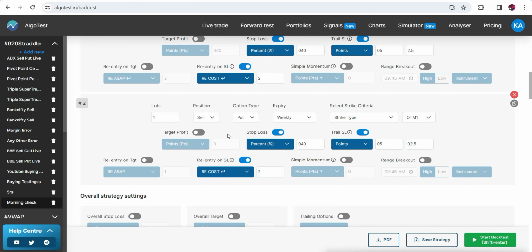Hope you understood the re-entry feature and how each feature in re-entry works. We will discuss re-entry momentum and re-entry momentum reverse in our next videos.